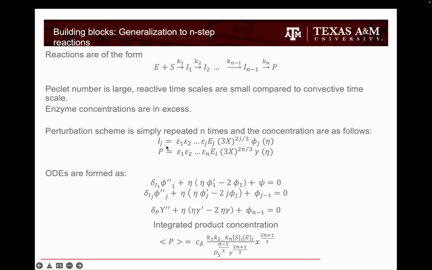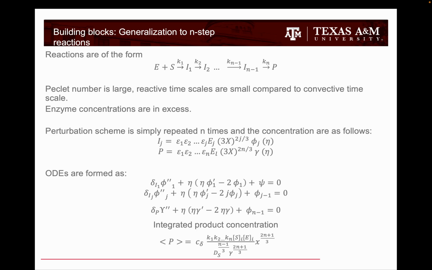Now we can see that the intermediate of the jth step here depends upon epsilon 1 up till epsilon j, because there are j steps here, and it depends upon x to the power 2j by 3 here. And similarly for the product, since there are n steps here, it depends up till epsilon n, and it depends upon x to the power 2n by 3, as you have seen similarly for the one step reaction.